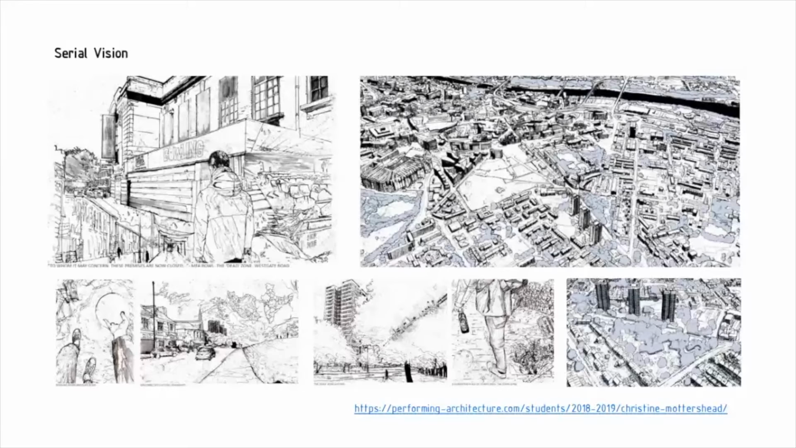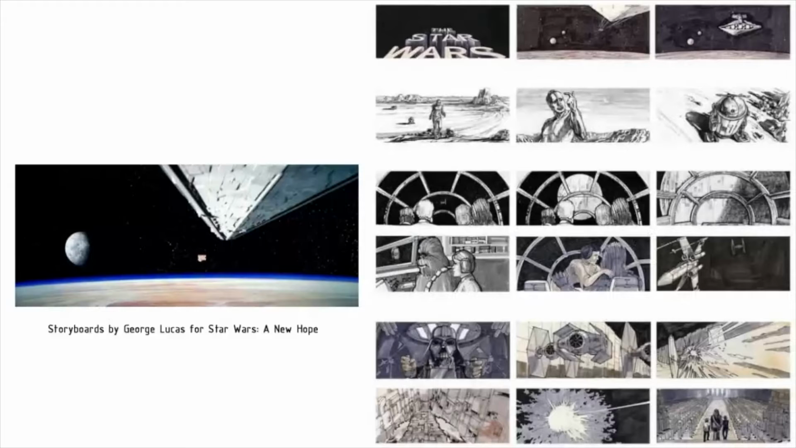Okay, so next, the serial vision could be purely hand drawing, as Christine did in the last slide. And you can also treat the serial vision as a storyboard. This is the storyboard created by George Lucas for Star Wars: A New Hope, which is episode 4, I think. So here I really want to encourage all students to think like a movie director, and use serial vision as your storyboard to show the most attractive part of your project with your spatial narrative.